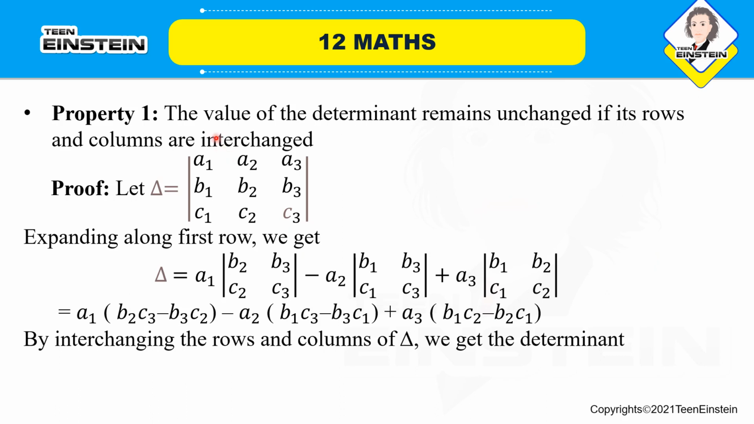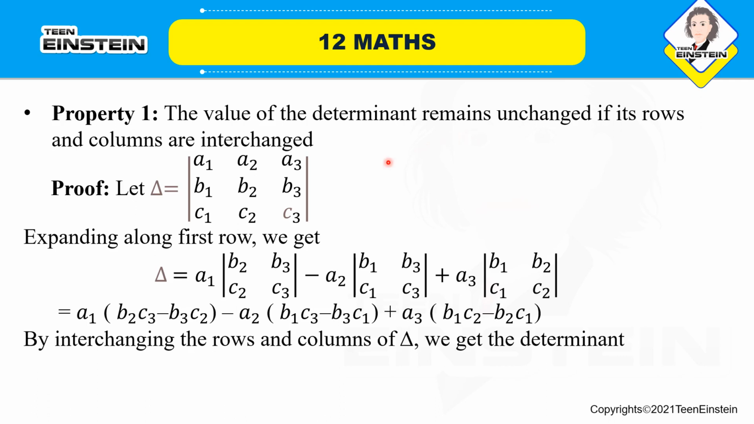Property number 1. The value of the determinant remains unchanged if its rows and columns are interchanged. So what is the first property? The value of the determinant remains the same even if the rows and columns are interchanged. There will be no change in the value of the determinant. So that is the first property.